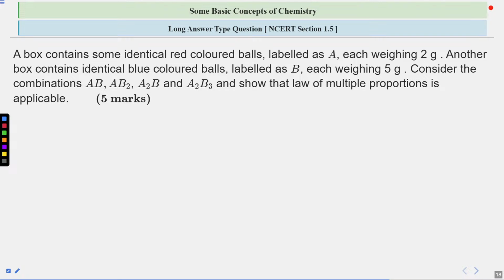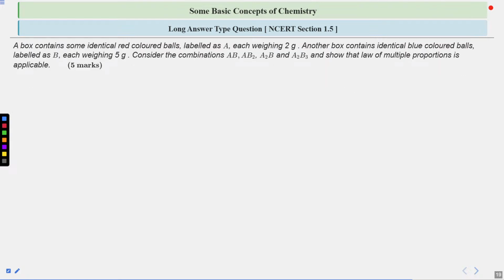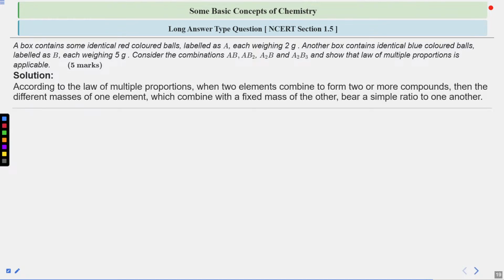So what you have to do is to prove a law of chemical combination. This is from the NCERT section 1.5. How will we do this question? For that, you must know first of all what is the law of multiple proportion. It says that if two or more compounds can be formed from the same constituent elements, then they do so in a fixed mass of one, and there is a simple ratio to the mass of the other.